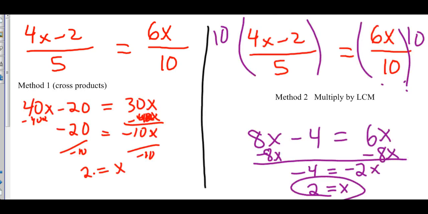Okay, so over here, method 1, I've done cross products to get 40x minus 20 equals 30x. Then solved, I got x equals 2. Here I multiplied by the LCM, which was 10. And then the nice thing was, when I multiplied by 10, the denominators canceled. Everything canceled over here, so it left me with 6x. And the 5 and the 10 canceled, so all I had to do is distribute a 2, that green 2 in there, to get 8x minus 4. And solving that was pretty easy.